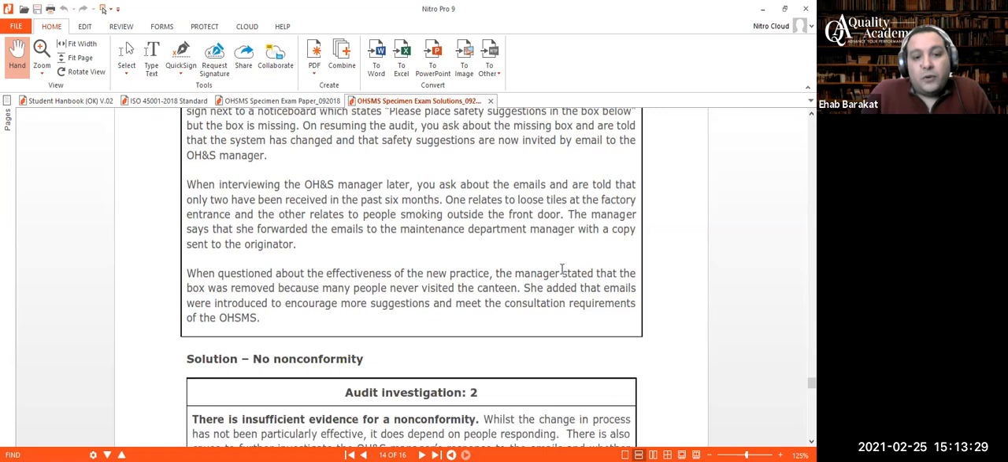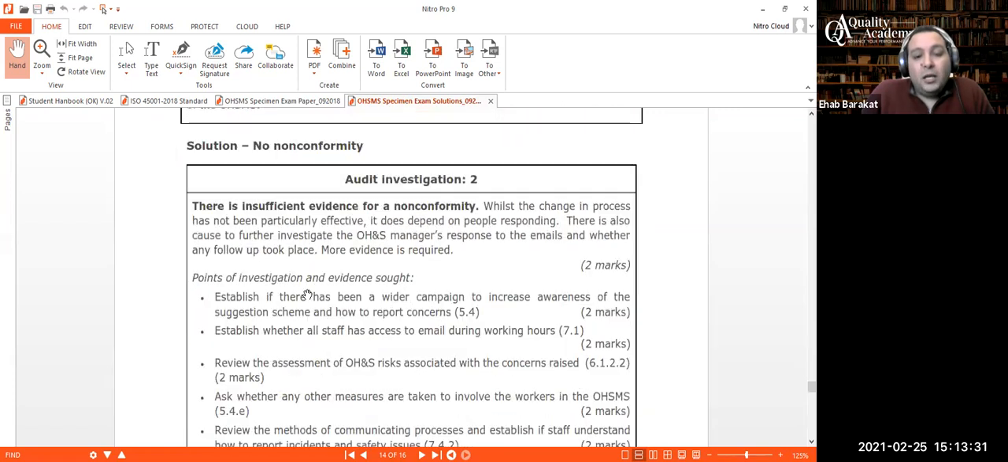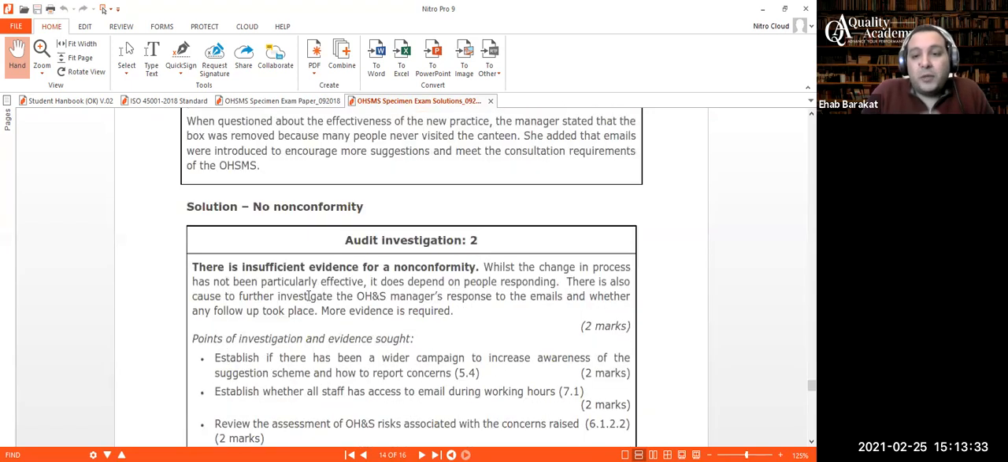So firstly, you shall write why you did not raise a nonconformity. Why you found that there is no nonconformity. So you shall write here, for example, there is no nonconformity because the organization already keeps a way of communication, or an alternative way of communication than the box, which is the email. For example, this is the reason.